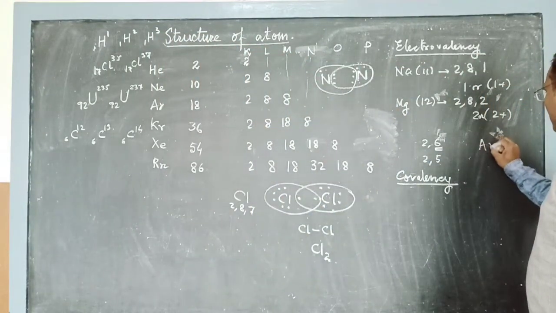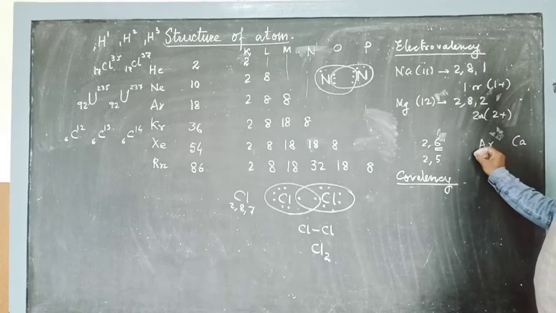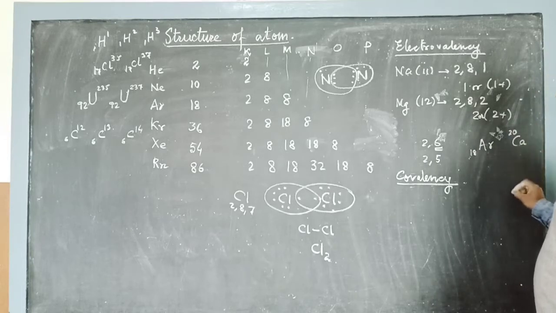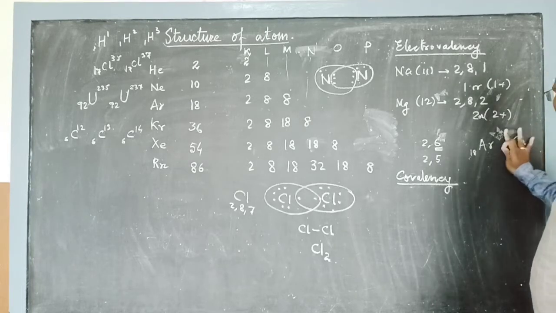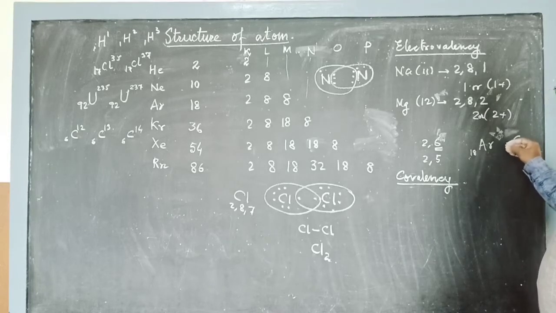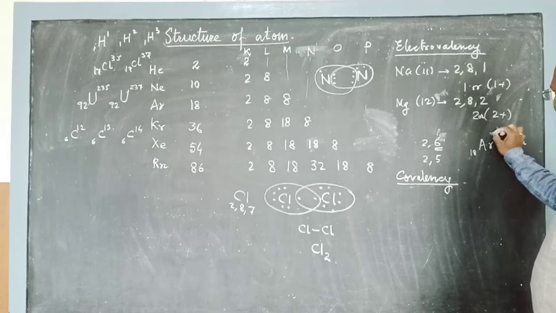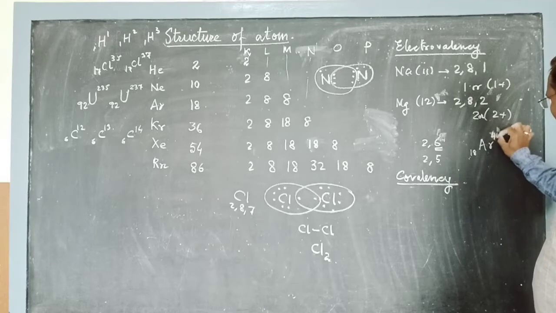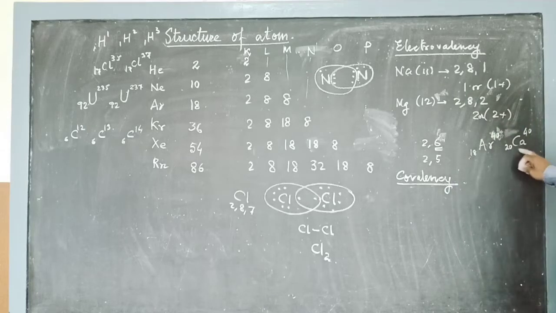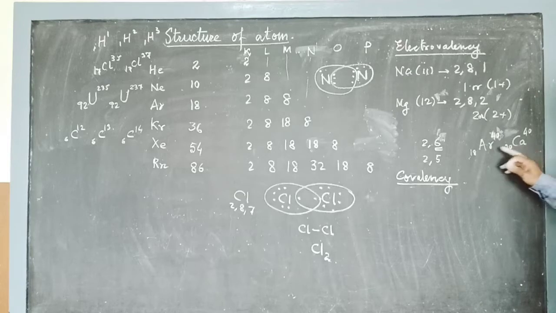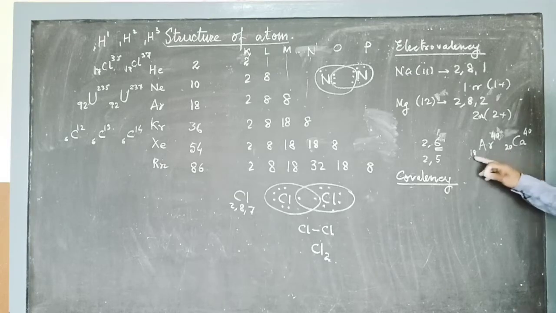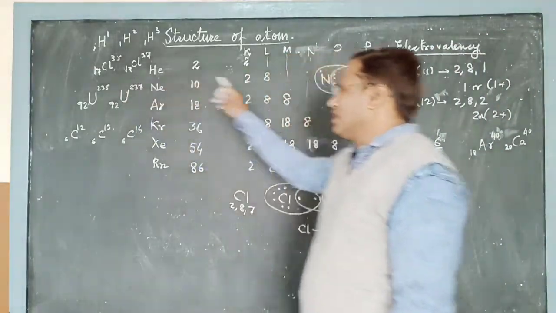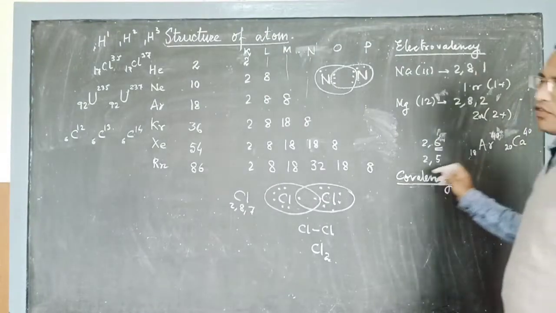For example, we have argon and we have calcium. Argon has atomic number how much? 18. And calcium how many? 20. Atomic number 20. But the mass number of argon, how much is it? It is 40, and this calcium is also 40. So isobars are the atoms of different elements having different atomic number but the same mass number. See, in isotopes the atomic number will be the same, the mass number will be different. Here the mass number will be the same, the atomic number will be different.